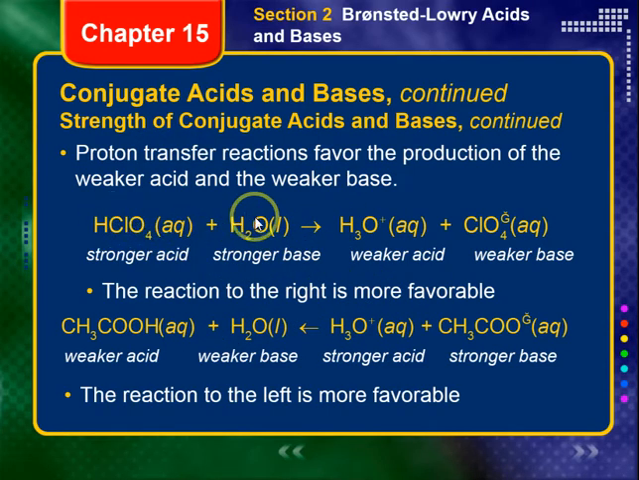When I look at these species, this first reaction, I see that this is a strong acid and a strong base. All right, strong acid, strong base. So the strong acid will form a weak conjugate base. The strong base will form a weak conjugate acid. That's what we focused on last slide.